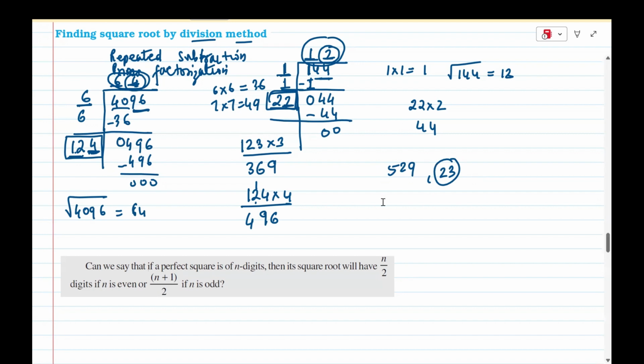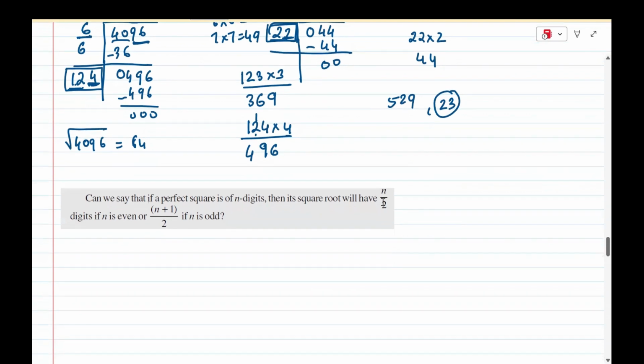Let's learn the next topic. Like here, if a number is of n digits, n can be even or odd, means the number for which I'm searching for the square root. Suppose this is 4096. The number of digits is how many?